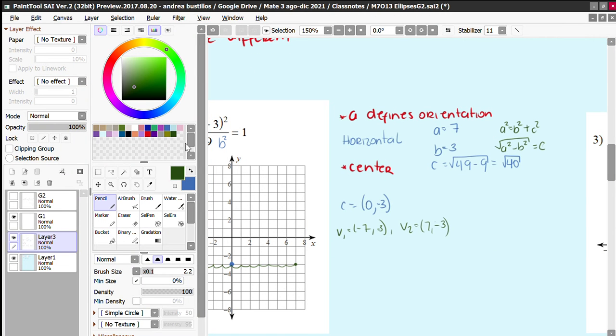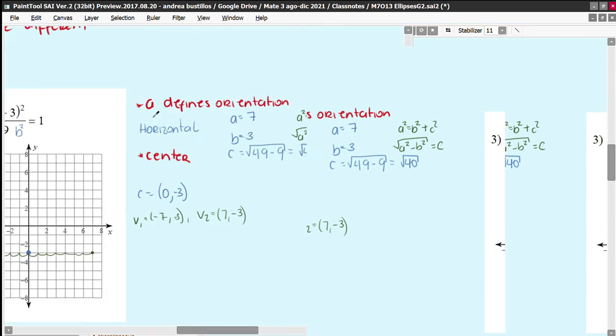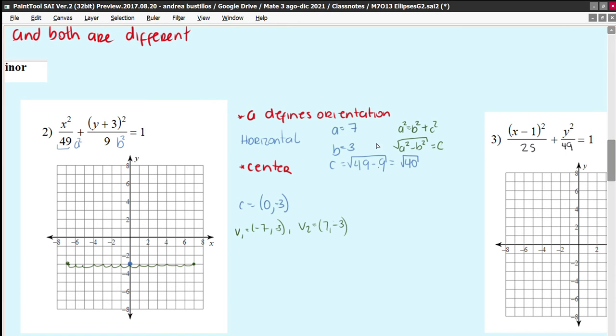Now for the co-vertex, I know that my co-vertices lie at a distance b from the center, and b is 3. And I know they lie in the opposite direction from the vertices. So my first co-vertex is 3 above my center, and the other one is 3 below my center. So that gives me in result the coordinates 0, 0, and the other co-vertex is 0, minus 6. It doesn't matter the order, okay?